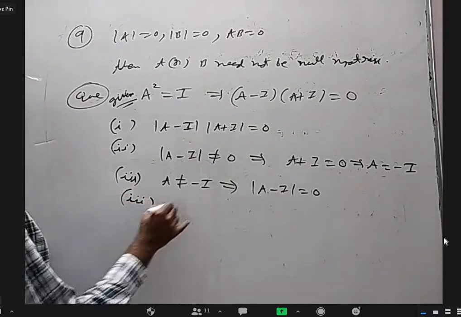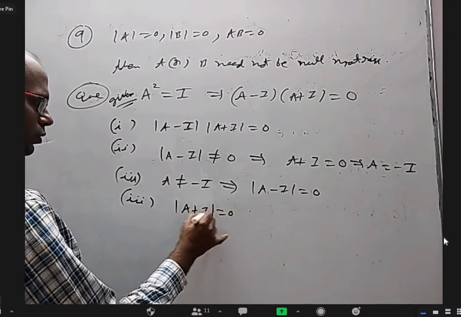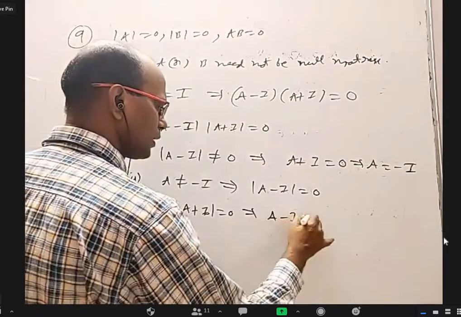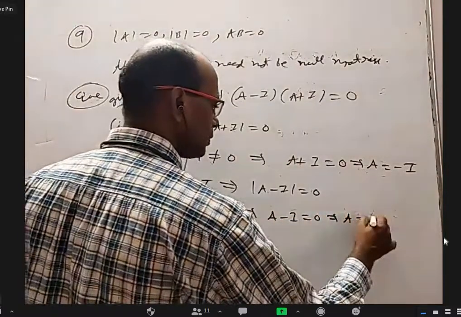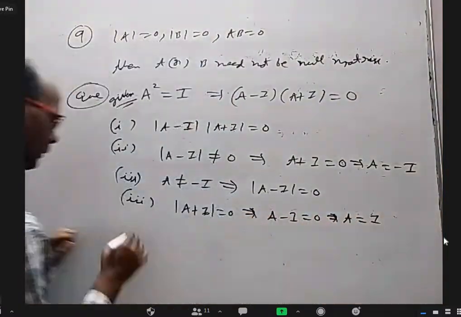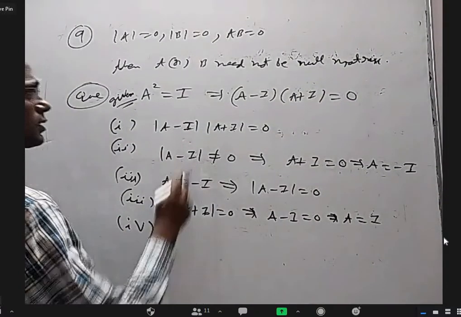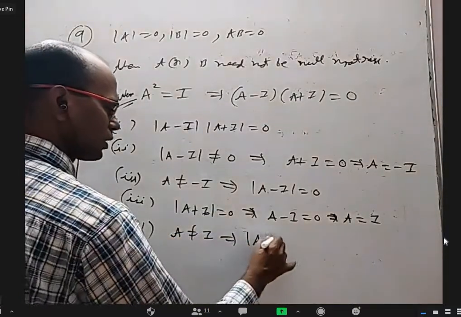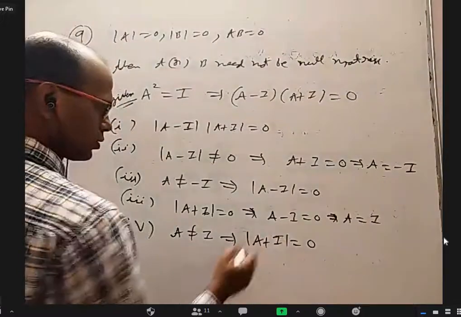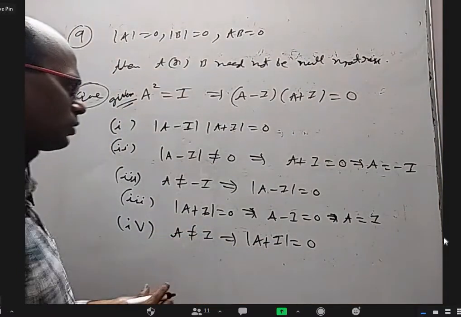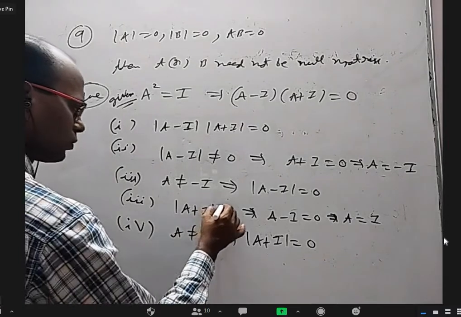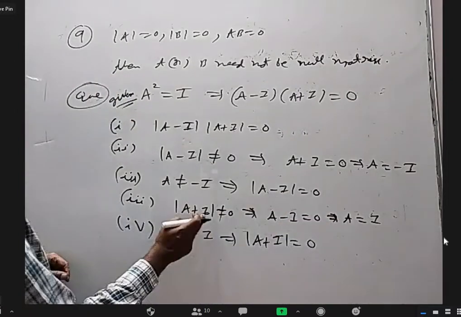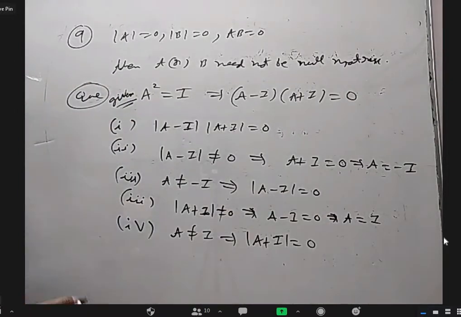Third point, if det of (A plus I) is not equal to 0, I can multiply the inverse of that, then definitely A minus I will be a null matrix and A will be the identity matrix. And then if somebody says this is correct, but A is not equal to the identity matrix, then det of (A plus I) must be 0. Because if det of (A plus I) is not equal to 0, I multiply the inverse, I get this. If you don't want this, this also should not happen. So det of (A plus I) must be 0.